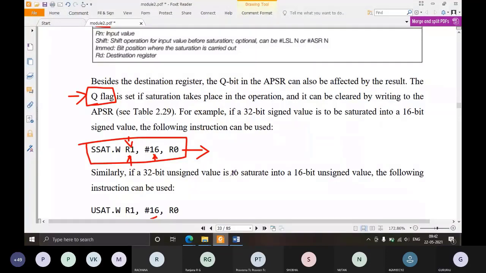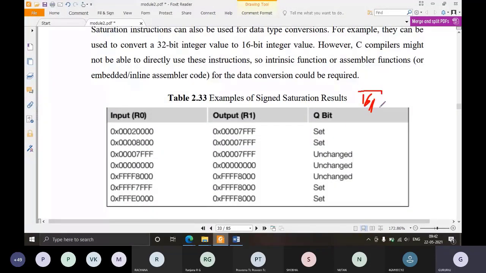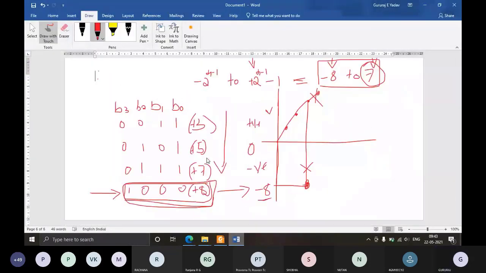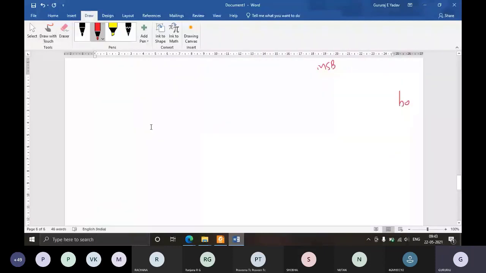Okay. So there are examples here. This is for signed saturation, and we are saturating the values to 16 bits. First thing you have to do is find out the maximum value that you can represent using 16 bits. Using 4 bits we found out; now we're using 16 bits. What is the maximum value? If you go with the formula, it is minus 2 power 16 minus 1 to plus 2 power 16 minus 1 minus 1.